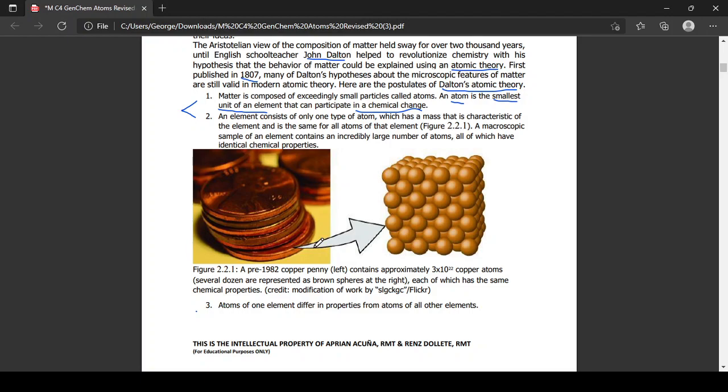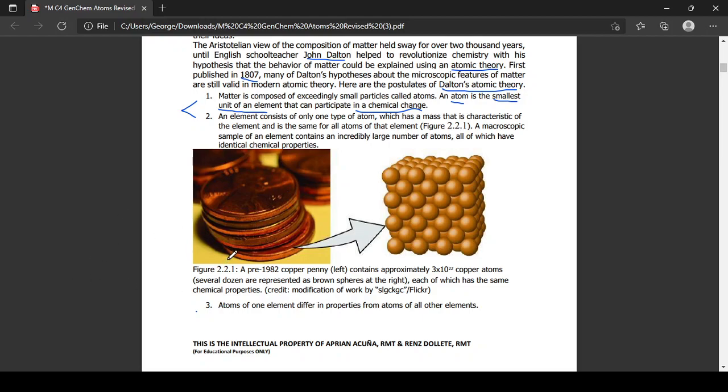Next, an element consists of only one type of atom, which has a mass that is characteristic of the element and is the same for all of the atoms. A microscopic sample of an element contains an incredibly large number of atoms, all of which have the same identical chemical properties. So what does this mean, kids?